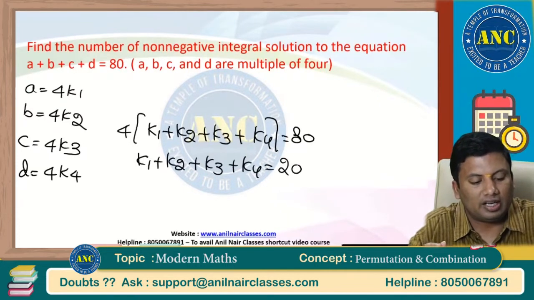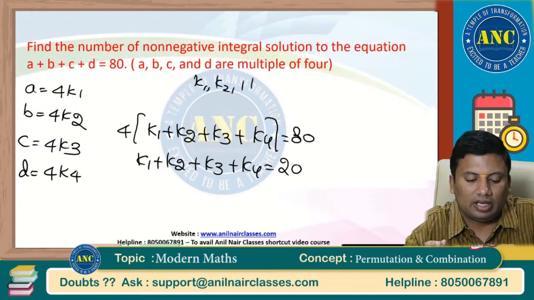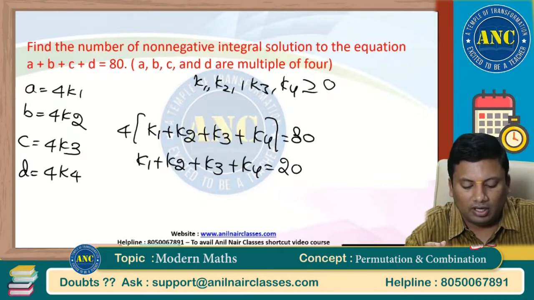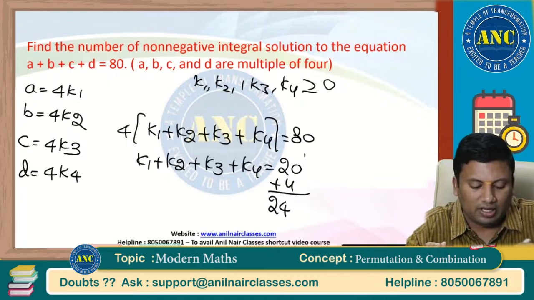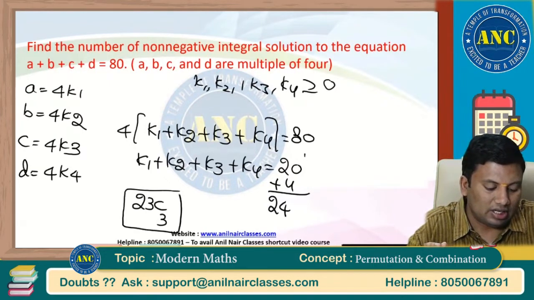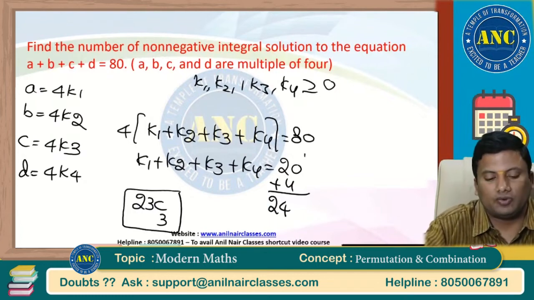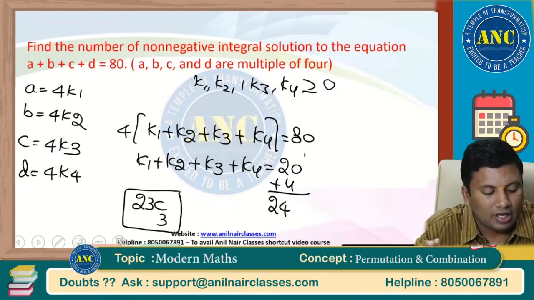All are starting from zeros. So k1, k2, k3, k4, because it is non-negative, 0 means 1, 1, 1 addition. So 4, if I add 20 plus 4, is 24. The answer is nothing but 23C3. I hope the idea is clear. Next one.